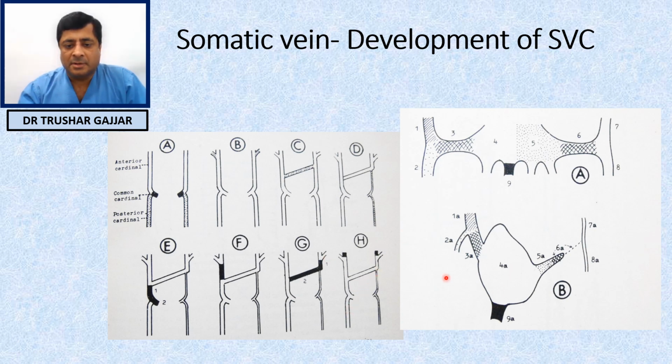So ultimately, the posterior cardinal vein of the right side will form the azygos system. So cardinal vein will form the superior vena cava. The left horn, which has regressed, will form the coronary sinus, and the ligament will form the ligament of Marshall.